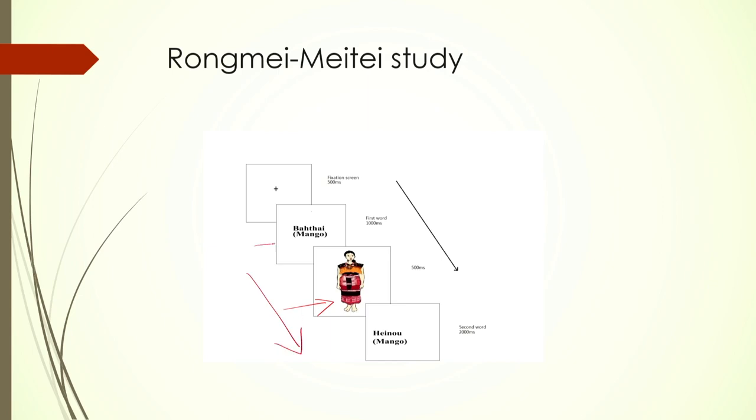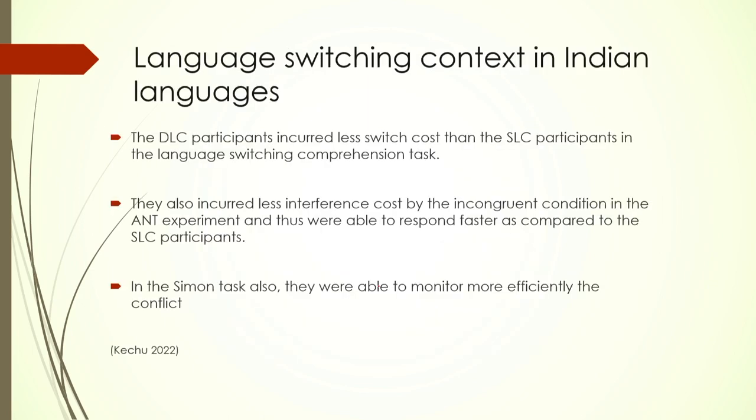So the first word was in L1 and the second in L2 and vice versa, and there was a cue that comes in between. Sometimes this was a Rongme dress, sometimes it was a Metei dress. This particular one is a Rongme dress. Now the study looked at how much the dress in the prime impacts the language output, and they found there was no significant impact. So cultural incongruent conditions did not have any inhibition on the output.